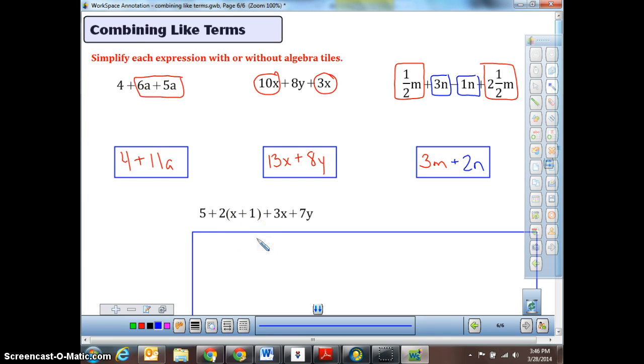They need to be exactly alike if you're going to combine them to simplify them. So look through and see if you can identify what like terms there are and see how much simplifying you can do. We'll see you tomorrow in class.